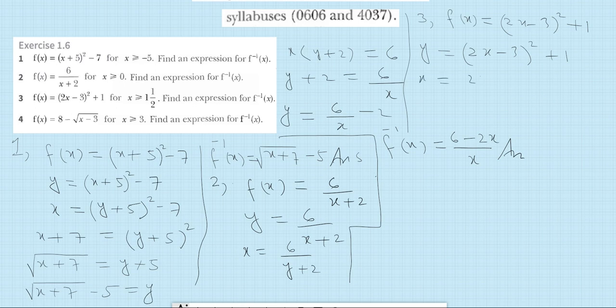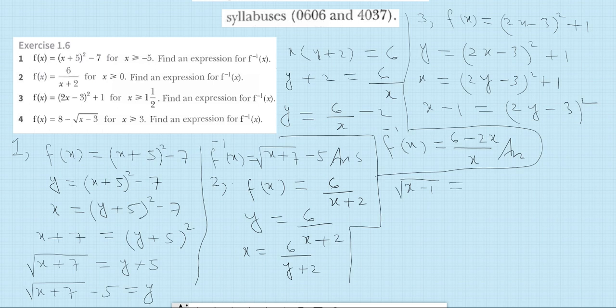x is equals to this will become 2y minus 3 whole square plus 1. And the next step is to make y as a subject. So we should move this 1 on the other side. It will be minus 1. Taking square root on the other side, it will become square root of x minus 1 is equals to 2y minus 3.